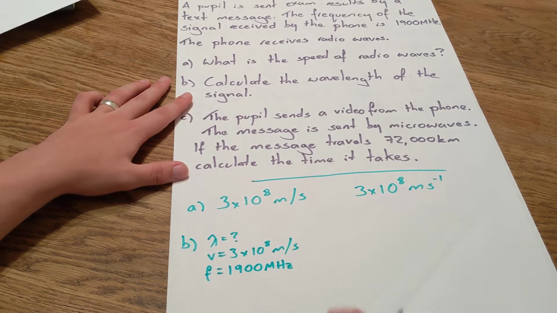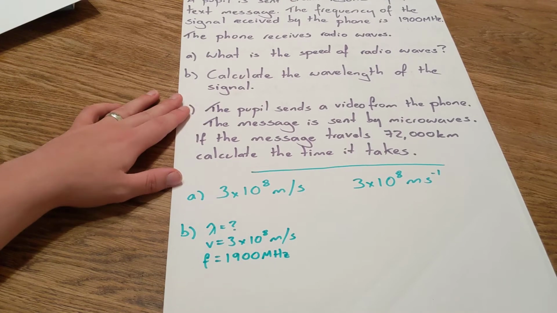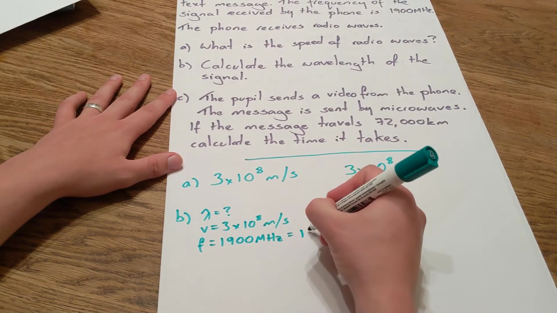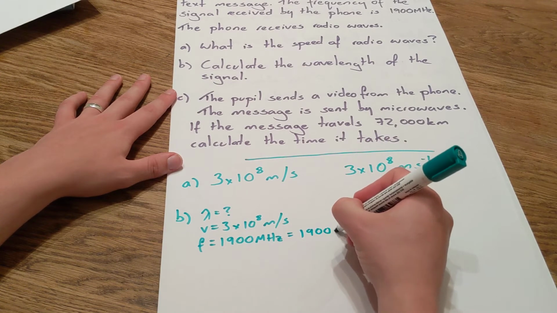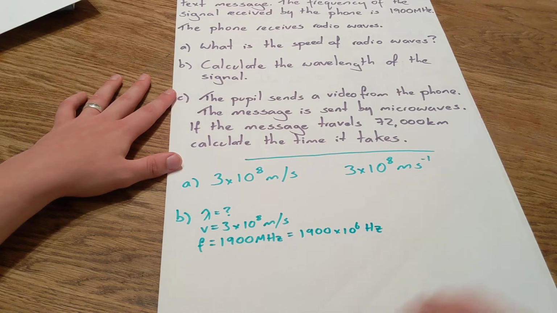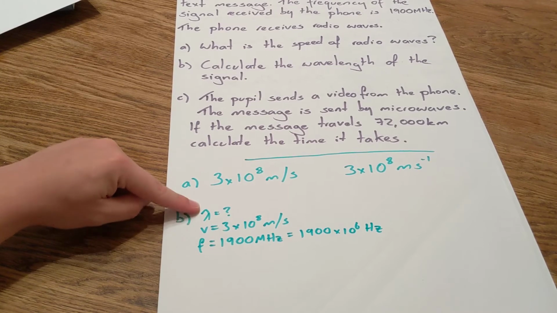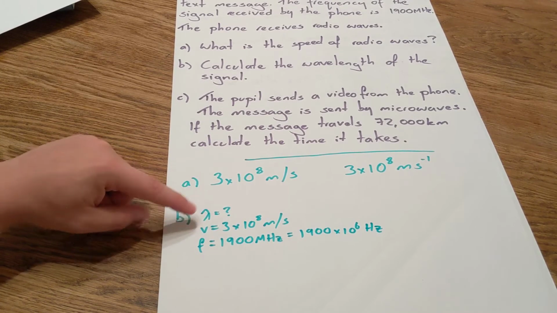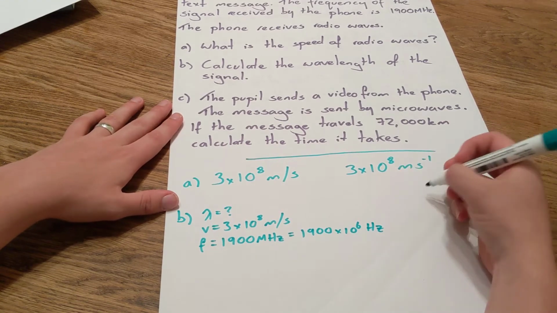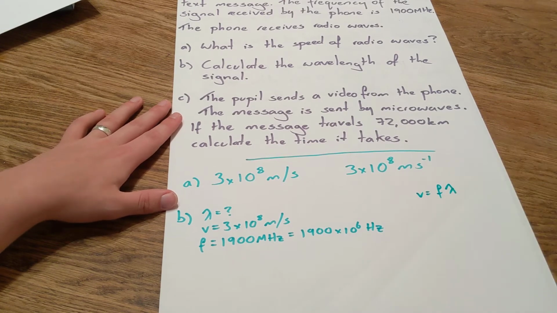This brings us to the next bit we need to remember. We need to remember what mega means. Mega means times 10 to the power of 6. So this actually means 1900 times 10 to the power of 6 hertz. If we've got these three things, then we know what equation to use. We just look for the equation that has wavelength, speed, and frequency in. That is the wave equation, V equals F lambda.